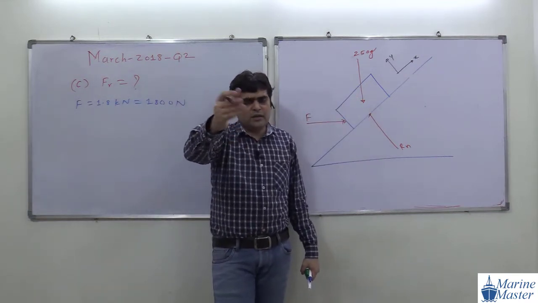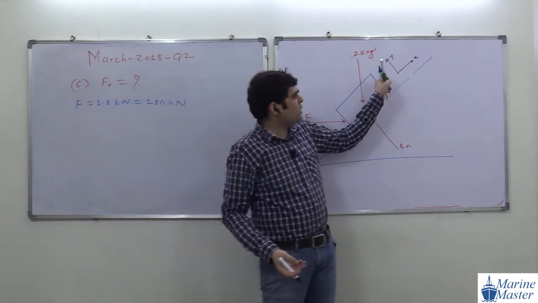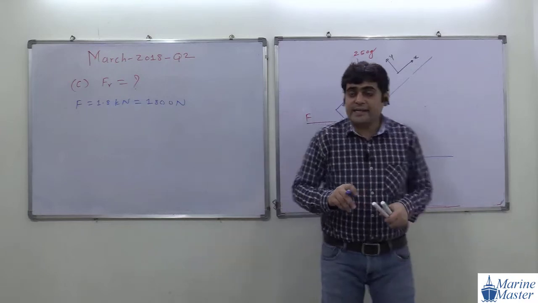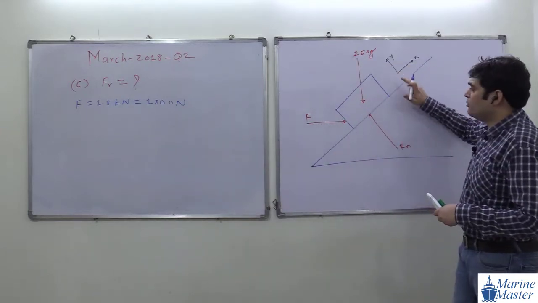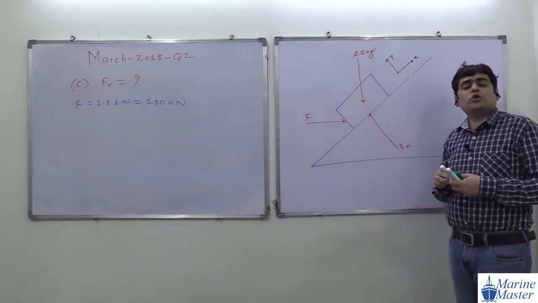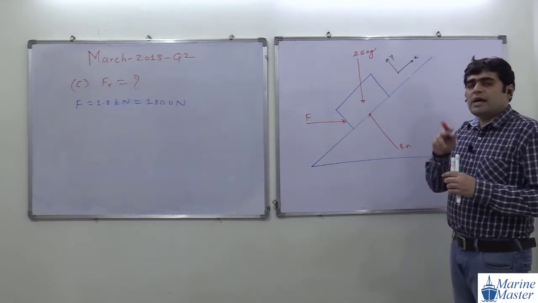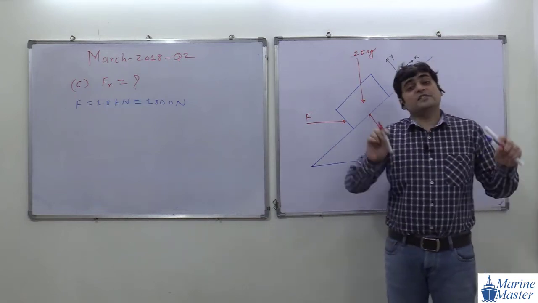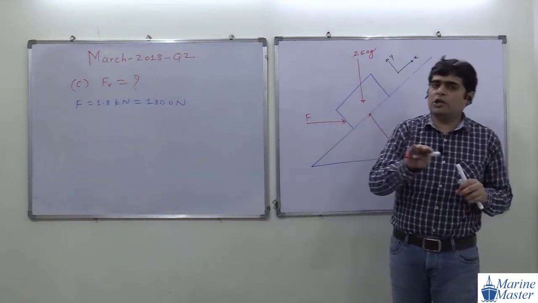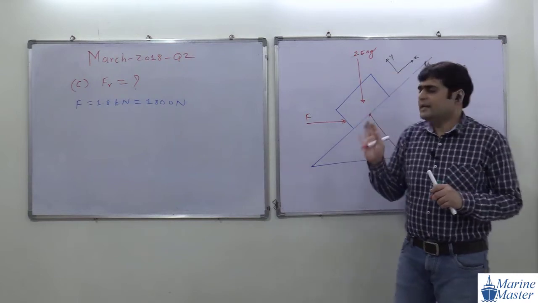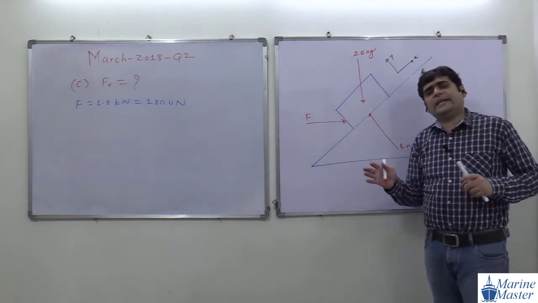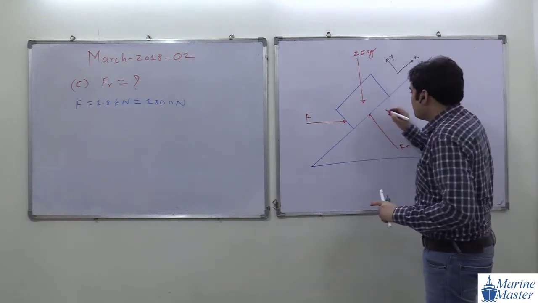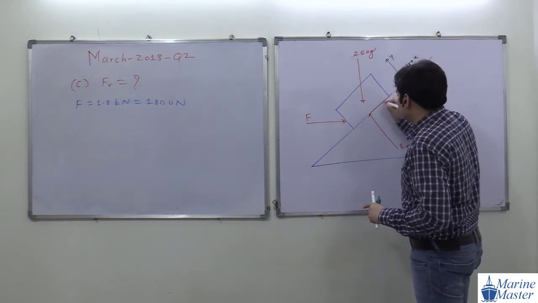Don't worry, after a few lectures you are going to be expert in taking such components. Here one component is along the plane, another component is perpendicular to the plane. Now we don't know the direction of the friction force. Friction force is along the plane, it may be upward or downward. But we are assuming the friction force is down the plane.